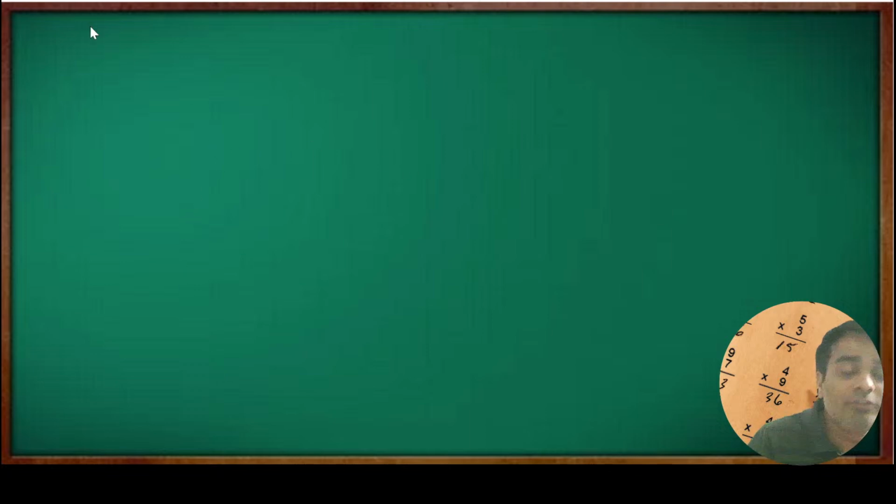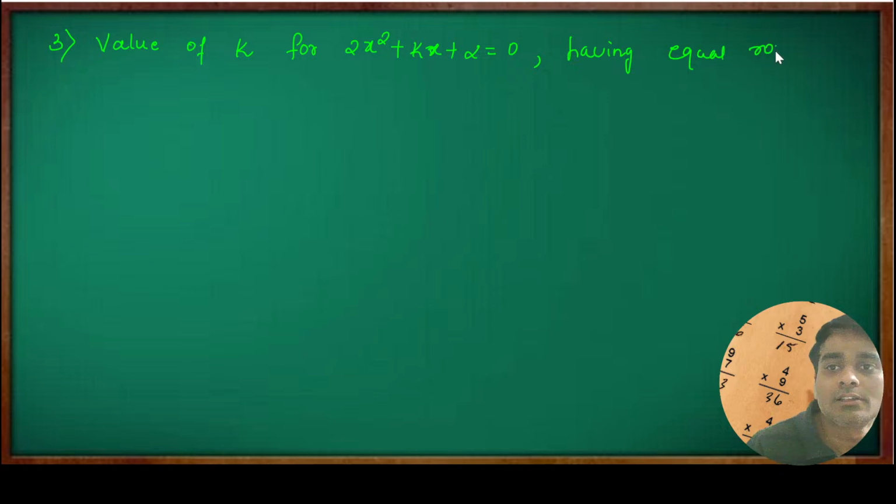The value of k for the quadratic equation 2x square plus kx plus 2 equal to 0, having equal roots. So see, only equal roots will be given to you people. It's very easy to answer.